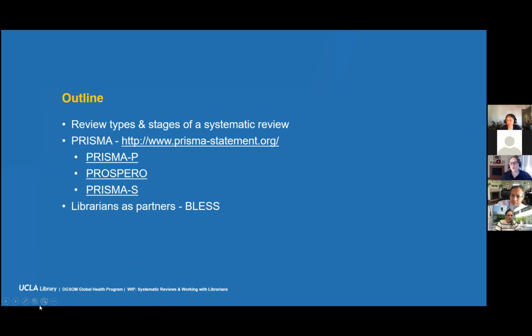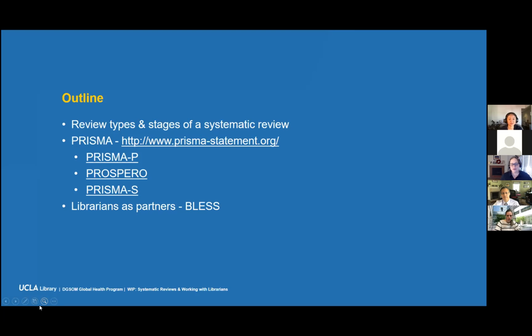So what I'm going to cover in my portion today is talking about review types and stages of the systematic review process. I'll walk you a little bit through the Prisma process that Ami mentioned, as well as how you can partner with librarians and some of the tips and tricks we can provide.